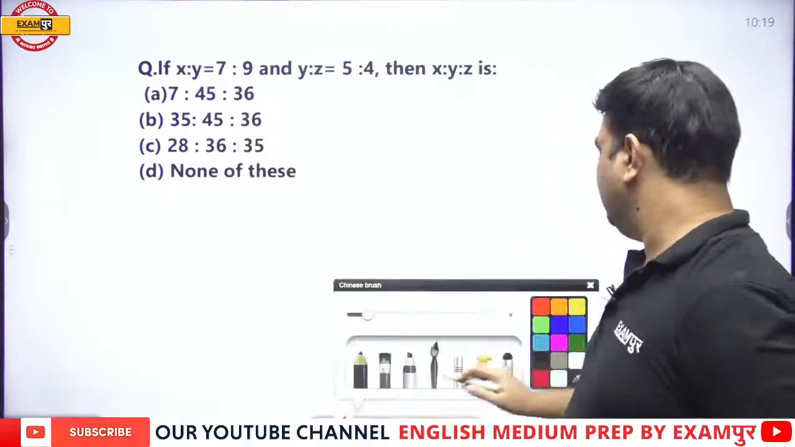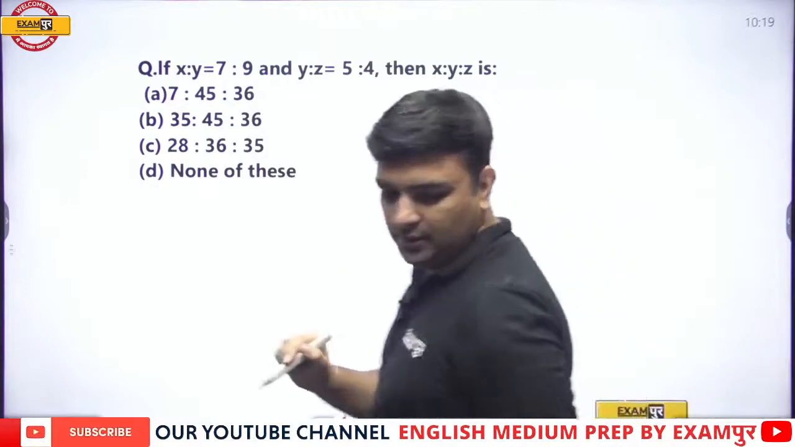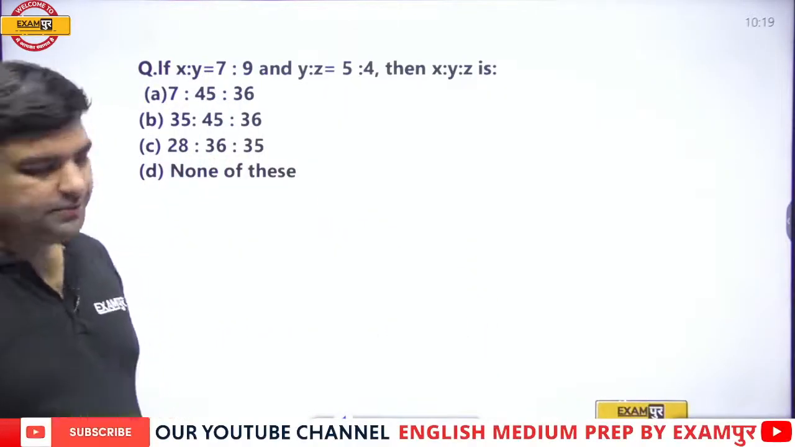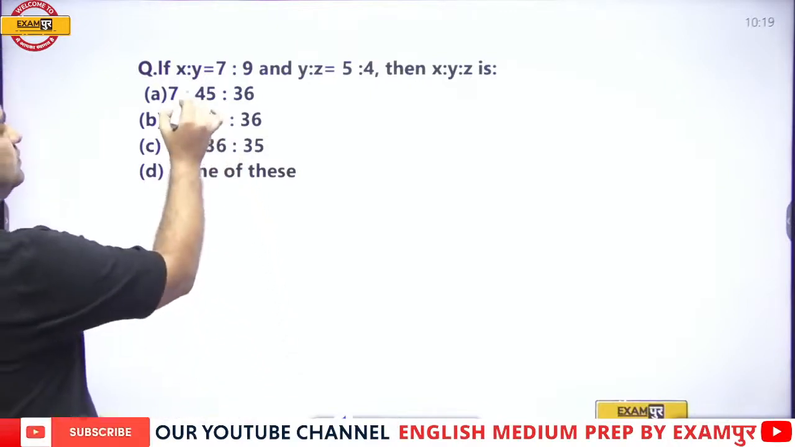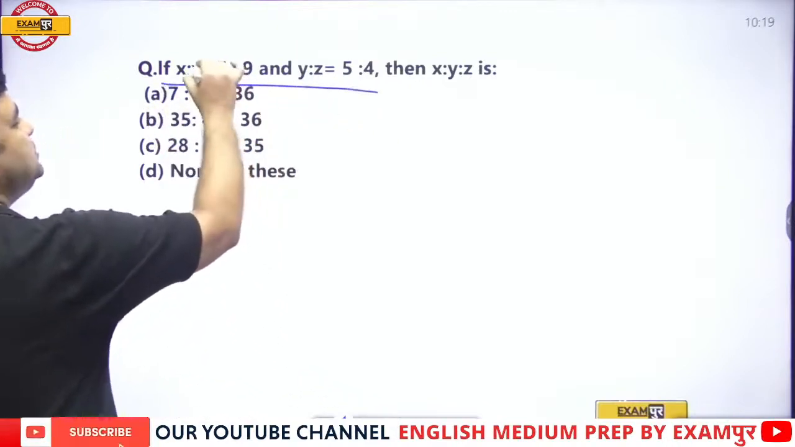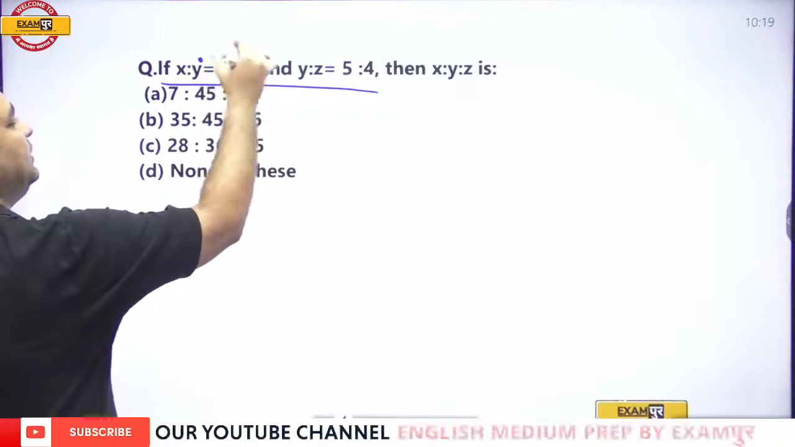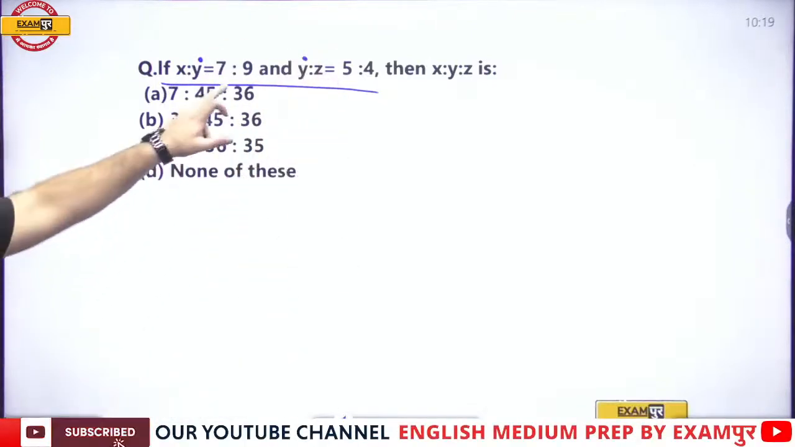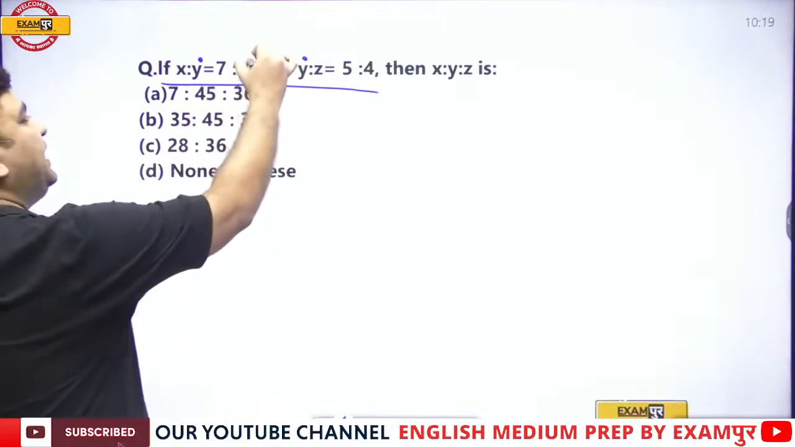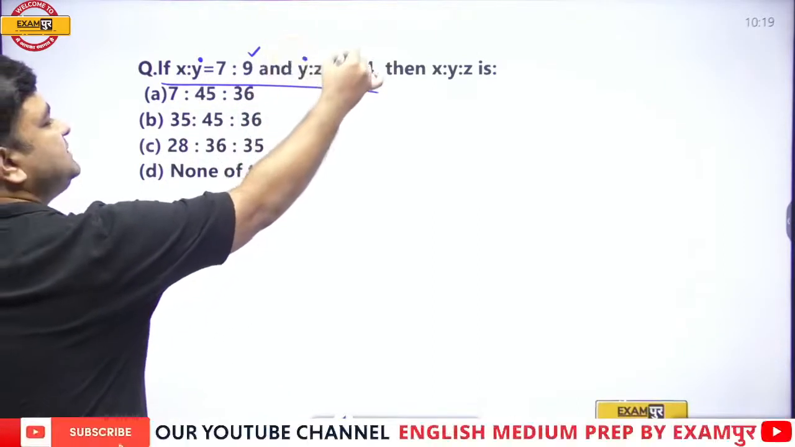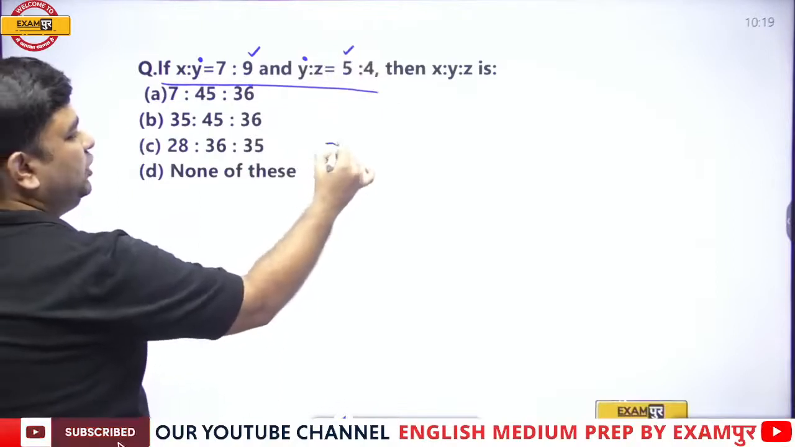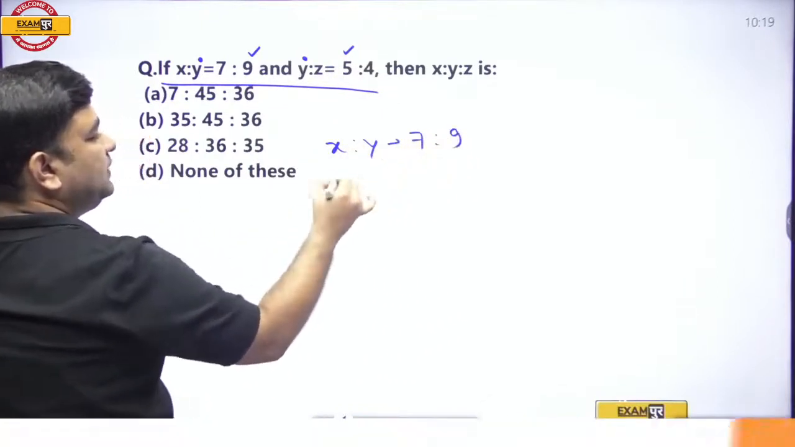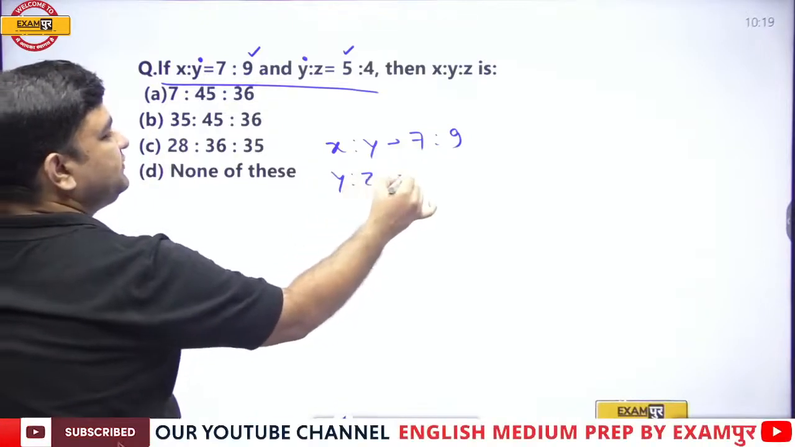Can these two ratios be connected? Yes, because Y is the connecting link. Y at one place is 9 and at one place is 5. If you want to write it once again, X ratio Y is 7 ratio 9 and Y ratio Z is 5 ratio 4.